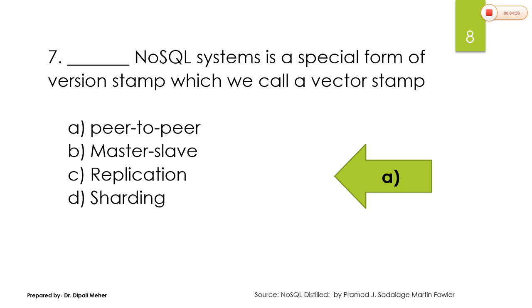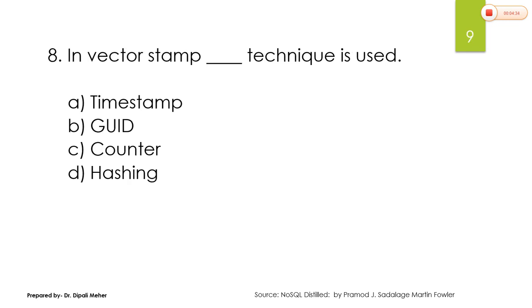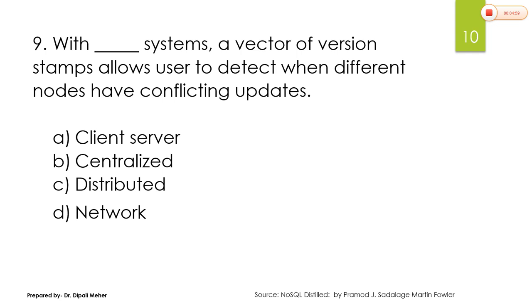Next question is, in vector stamp, dash technique is used. Options are A. Timestamp, B. GUID, C. Counter, and D. Hashing. And the correct option is option C, Counter. So in vector stamp, counter technique is used.